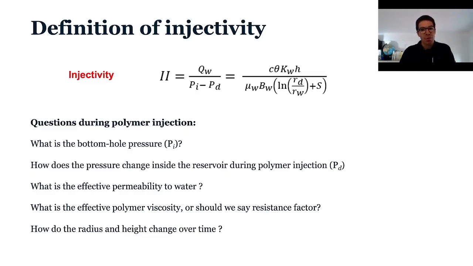And how do radius and height change over time? Because the idea with polymer is you will change the sweep efficiency. So both the area contacted vertically and areally will change and impact the pressure. And unfortunately, this is not something that we capture very well in our 3D models just because of the size of the grid, how much we know about the reservoir, and often underestimating the heterogeneity.